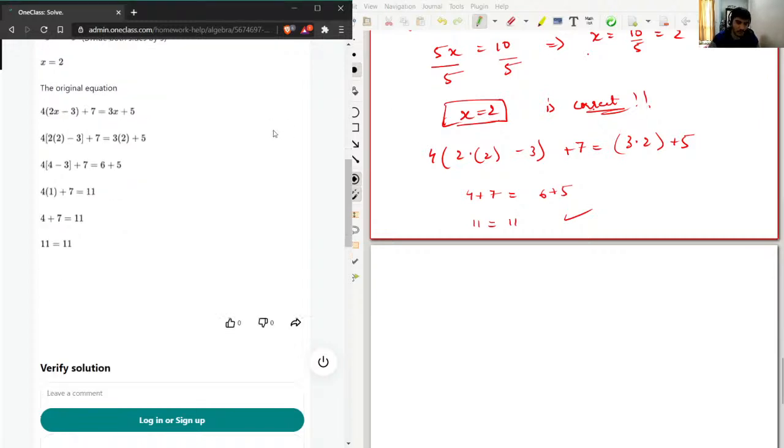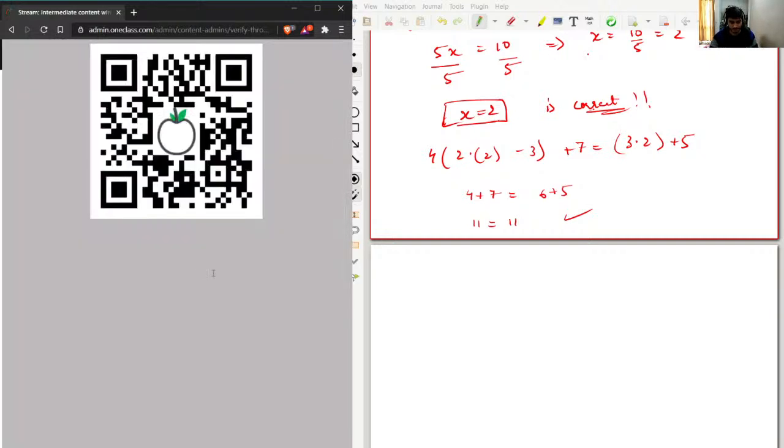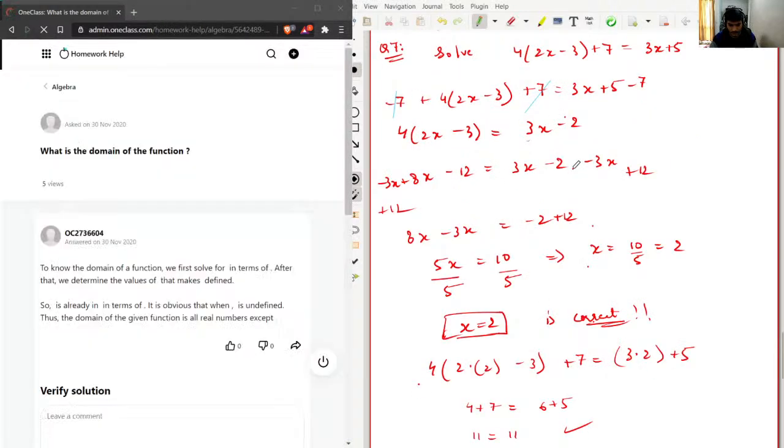So basically if you are in any kind of exam, then you can definitely check through this. Obviously it will take a minute or two, but yeah, you can definitely do that. It is worth doing because you will be sure that whatever solution you have got is the correct solution. And here also I'm sure that the solution given was correct. Good work. That was question 7, I guess.